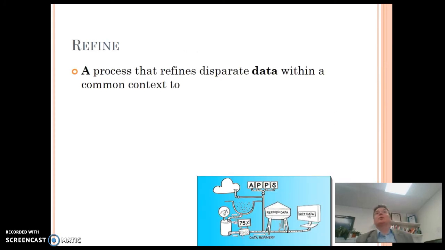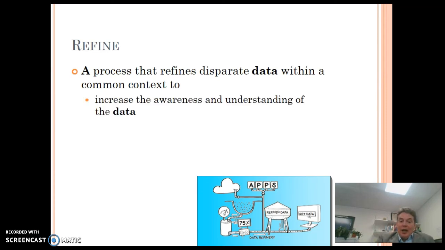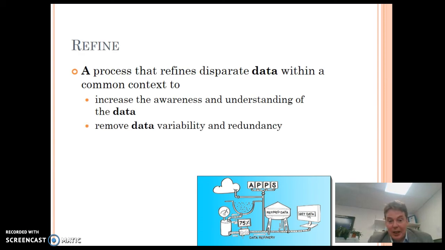So, next step. We've acquired the data, we're collecting it, we're storing it, and then we need to refine it. So that's taking the disparate data. What we need to do is increase the awareness and understanding of what we have. So we need to know what information we actually have. But we're also interested in data variability and redundancy. So, we want one single version of the truth. We also want to get rid of redundancy.